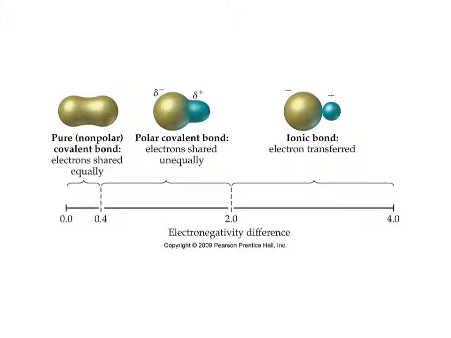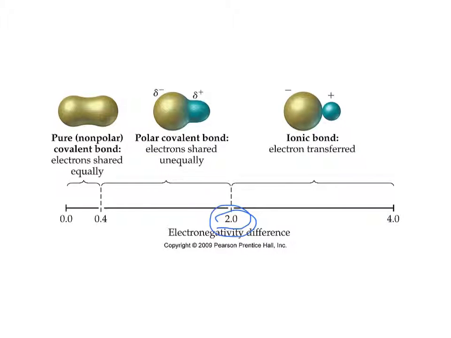So let's wrap this up on the last slide here. We went through the differences between a polar and non-polar covalent bond, and we differentiated that from an ionic bond. And part of the differentiation was the electronegativity difference. And we assigned an arbitrary value of electronegativity difference between a polar and an ionic bond of 2. And there are some exceptions to that.